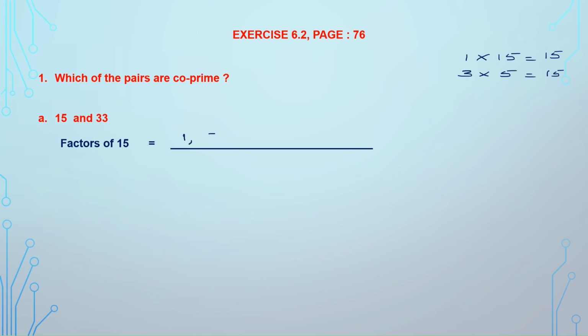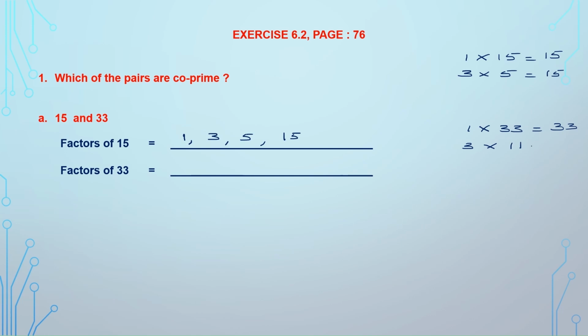We have 1, 3, 5 and 15. Now let's take the next number 33 and write the factors of 33. So what are the factors of 33? Starting with 1. 1 into 33 is 33. 2, no, now 3. 3 into 11 is 33.